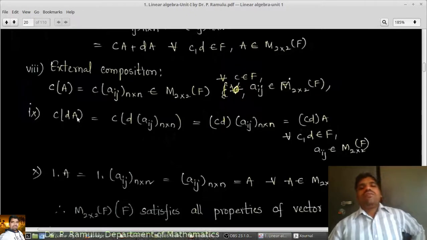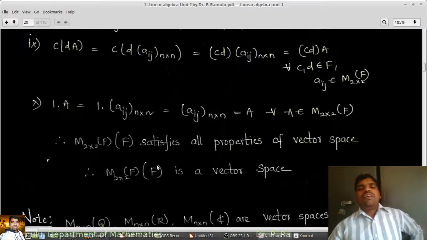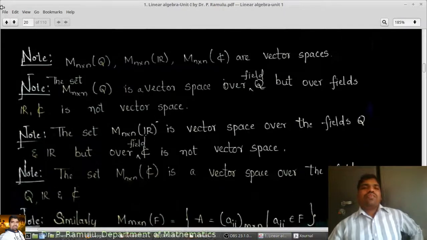Also (cd)A = (cd a_ij) n×n = c(d a_ij) n×n, that equals c(dA), so it also satisfies. 1·A, multiplying 1 to all elements, equals (a_ij) n×n, that equals A. So M_n×n satisfies all properties of a vector space, therefore M_n×n is a vector space. Now in place of F, you can take Q or C.